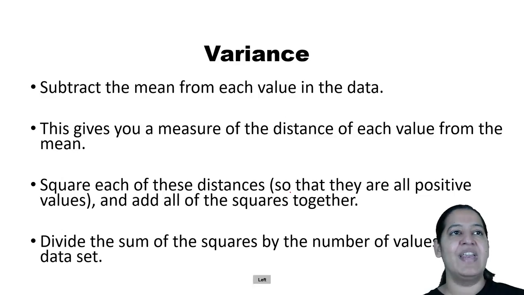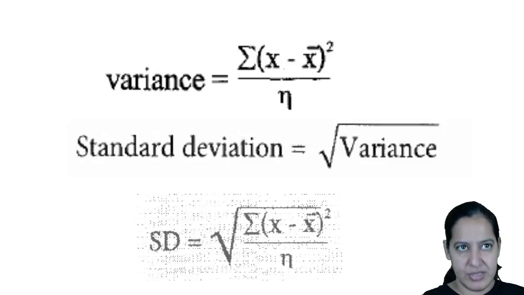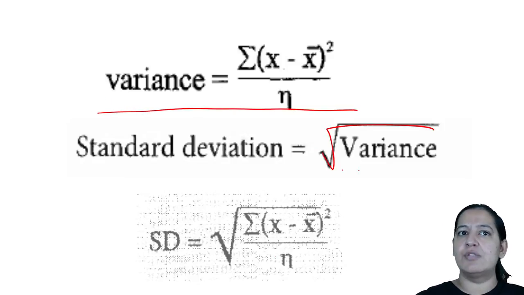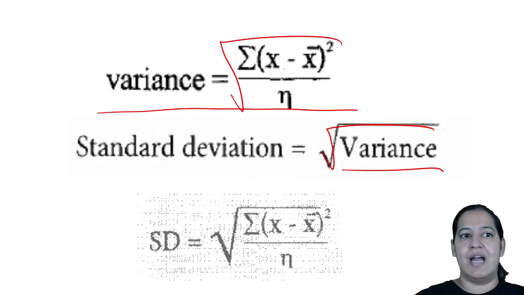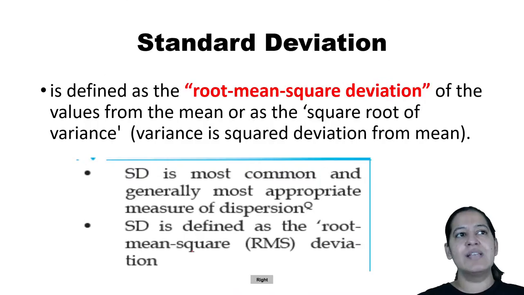Let me tell you what is variance. First, I will tell you variance. So, how to calculate variance? These are the steps. So, first calculate the mean. Let me take an example. I will tell you an example also. These are the formulas. First, this is the formula of variance. You will do the under root of this variance. So, this is the formula for standard deviation. So, variance hota kya hai?